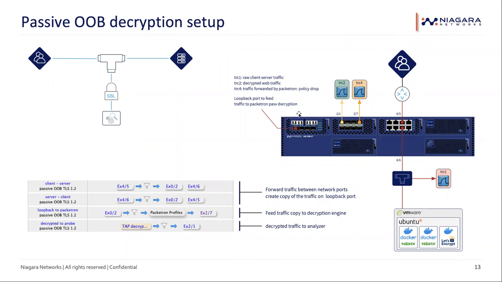From a configuration perspective in the Packetron, it's actually just 4 lines. Taking a copy of the client-server traffic, taking a copy of the server-client traffic, and sending that copy of the traffic to the Packetron. The Packetron tries to decrypt this traffic, and the decrypted traffic goes to a virtual port inside the Packetron, which we can send to a physical port where the packet capture, Wireshark, is connected, so we can show the decrypted traffic.